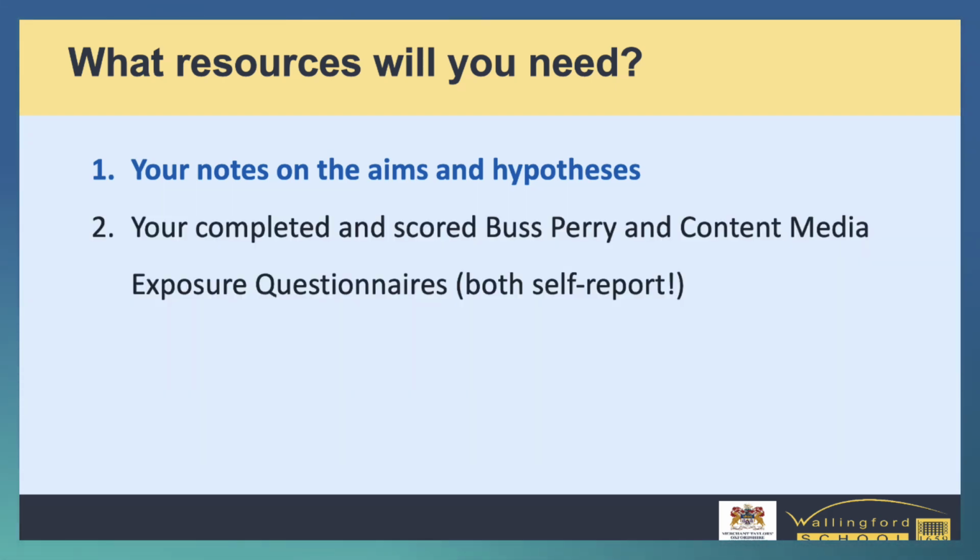You're going to need your completed and scored bus-peri and content media exposure questionnaires. Remember that both of these are self-report. You should have somewhere between about 15 and 20 of them in your groups. You do need at least 15, and it is much, much better to have 20. Don't have any more than 20 though, because the spreadsheet only goes up to 20.